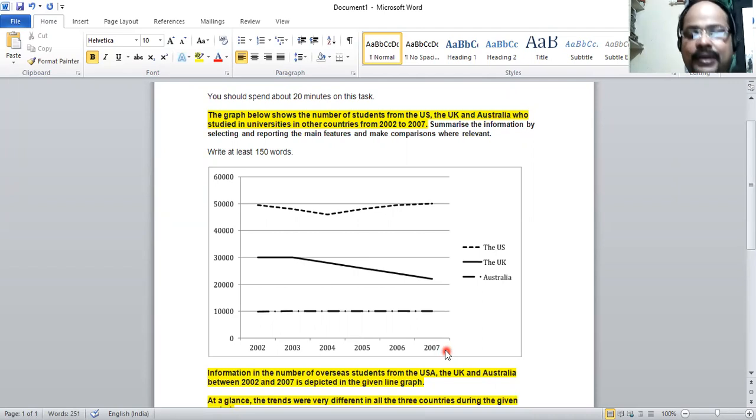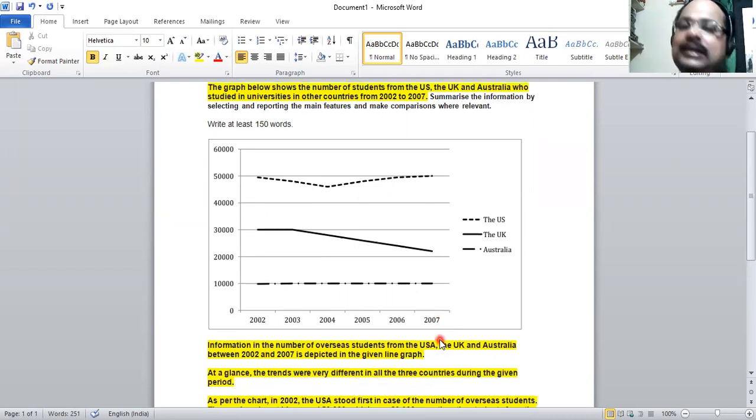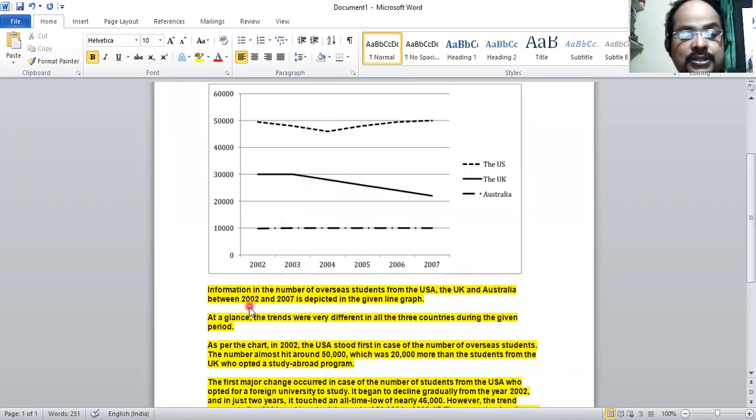So this is what we can see. It's very clearly said there. At a glance, the trends were very different in all the three countries during the given period. You have a fluctuating trend here, we have a declining trend here, and we have no change. It was a stationary trend there. This is the overview.